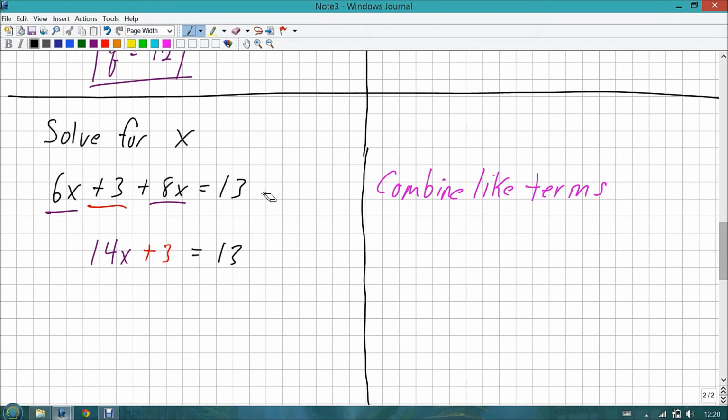So to do that, we're going to have to first get rid of the items that are hanging out with the x in the reverse order of operations. So let's write down our reverse order of operations. We go from right to left. We start with addition. The 3 is hanging out, so we got to add to get rid of it. So I'm going to add negative 3 to both sides.